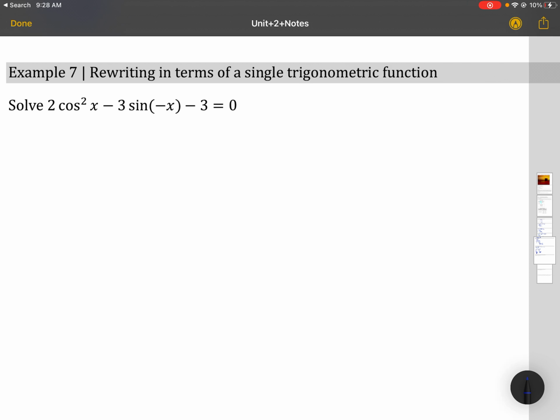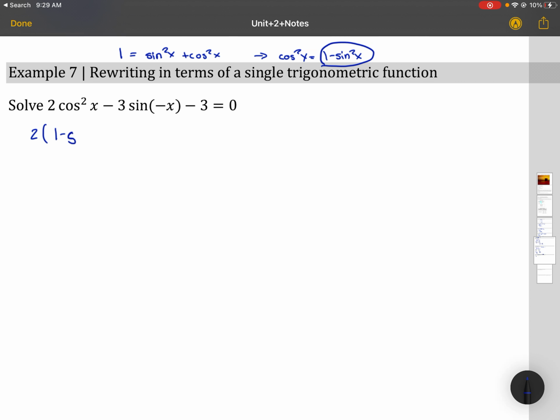So example 7, we're going to rewrite this in terms of a single trigonometric function. So notice we have a cosine squared x and we have this sine negative x. Both of those are going to present a slight problem. So we're going to use the identity 1. So we know 1 is equal to sine squared x plus cosine squared x. Now it won't take much work to turn cosine squared into sine. So we get cosine squared x is equal to 1 minus sine squared x. That's what we're looking for. Fantastic. So the first replacement we're going to do is cosine squared is going to be replaced with this.